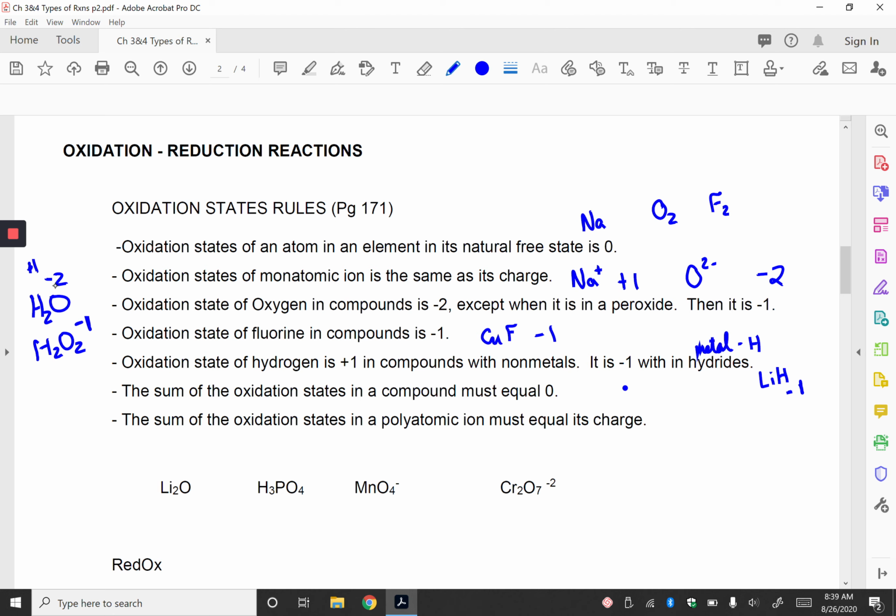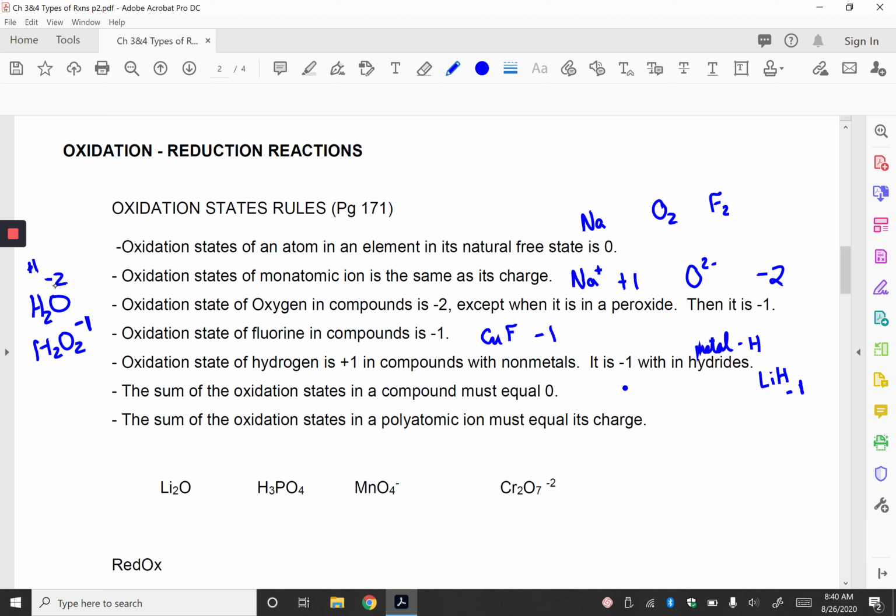And then next it says the sum of the oxidation states in a compound must equal 0. So let's look at one of the compounds that we made, LiH. So hydrogen here is -1, lithium is +1, so they total to 0. Let's look at water here. So each of the hydrogens is +1 for a total of +2. The oxygen is -2, so +2 and -2, that equals 0.